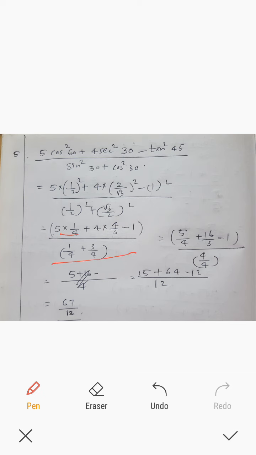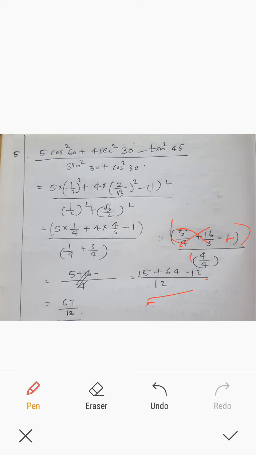Now 5 into 1 by 4 is 5 by 4. 4 into 4 by 3 is 16 by 3, minus 1. In the denominator, 1 by 4 plus 3 by 4 is 4 by 4, which is 1. So here the numerator you have to simplify by taking LCM. LCM is 12, so we multiply 5 by 3, multiply 16 by 4 and multiply 1 by 12. Okay, so 15 plus 64 minus 12 by 12.